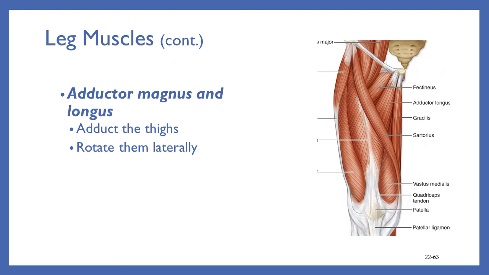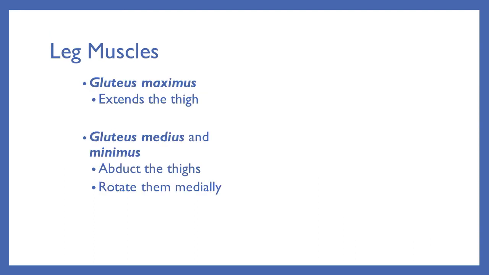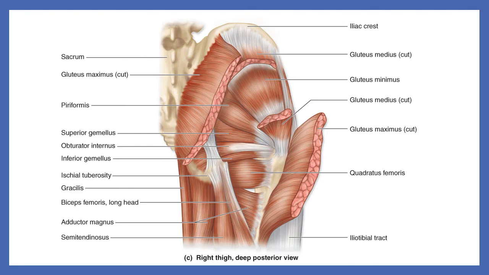On the inside of the thigh, there are two muscles called the adductor magnus and longus. One is larger, the other is longer. They adduct the thigh, or pull it back towards the body. On your back end, you have your gluteus maximus and your gluteus medius and minimus. The maximus is the biggest butt muscle. It's what you sit on. The gluteus medius and minimus are underneath the maximus.